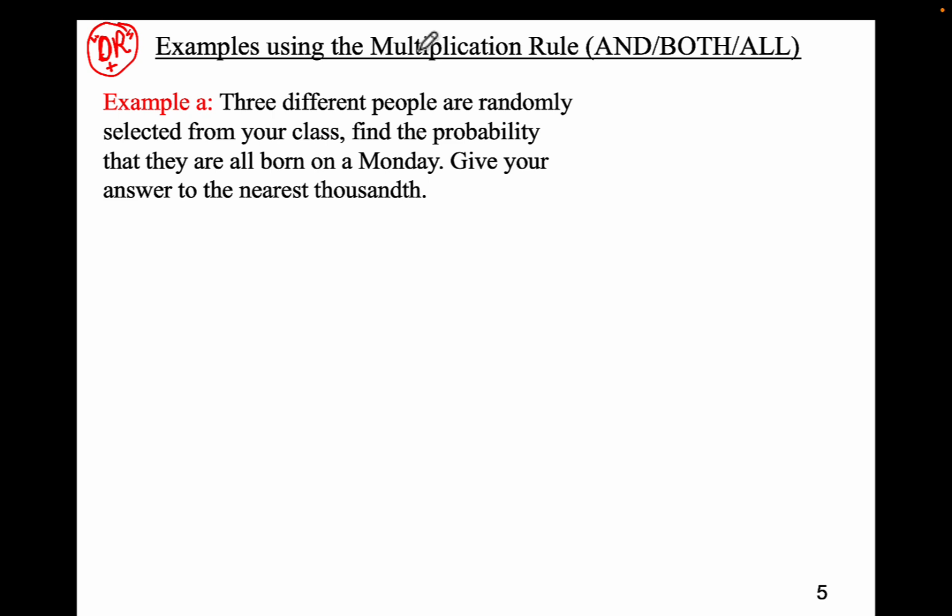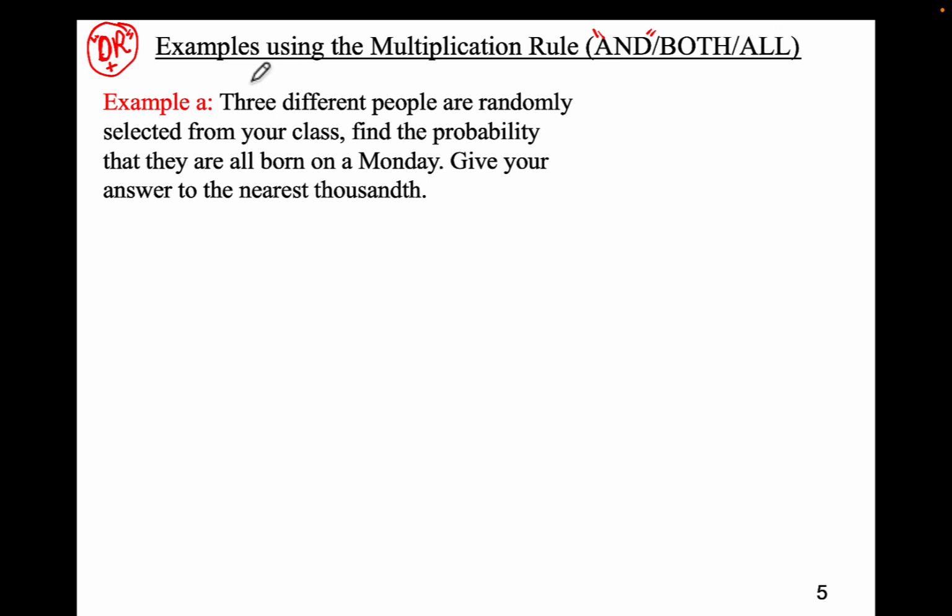We want to use the multiplication rule if the directions say this event and that event. Another way to say it would be both events. This is the same thing as and. Another way to say it is all of the events occur. These right here are all ways to say one event occurs and the other one occurs and the other one occurs, all the way up to and all of the events occur. So pay attention for these keywords: and, both, all.